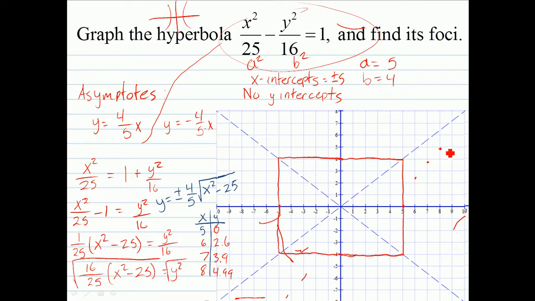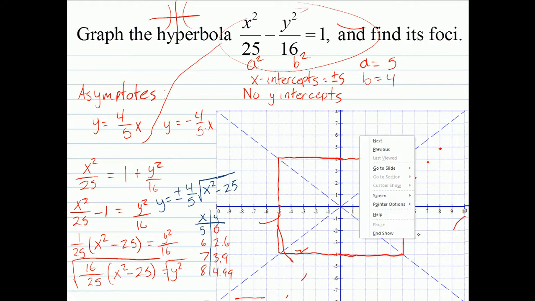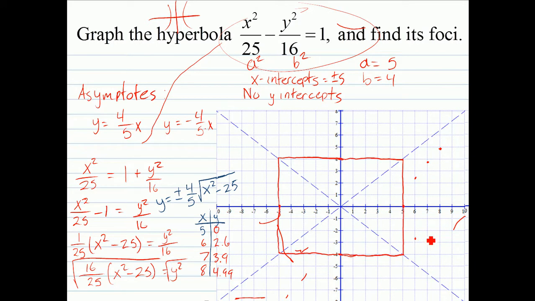So all you have to do now is, since this is a symmetrical curve, mirror it into the other parts. Since this is at 2.6, bring it down to negative 2.6. Since this is at 3.9, bring it down to negative 3.9. And since that's 4.99, bring that down to negative 4.99. Same thing over here. Just mirror those over to this side.